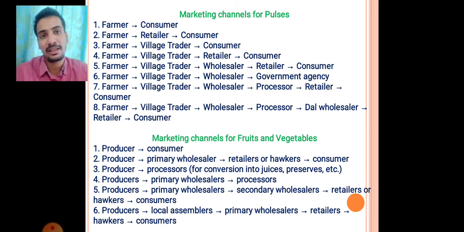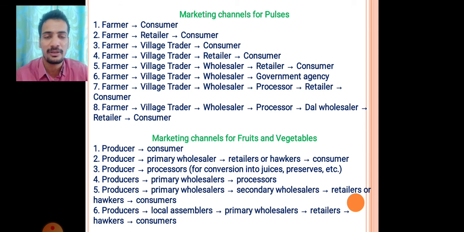There is one more marketing intermediary, the pre-harvest contractor. In the case of fruits and vegetables, they come to your home or visit your orchard, fix a price before harvesting, and give money in advance. They purchase the produce directly from the farmers and sell it to the wholesaler, retailer, or directly to the consumer, and make a profit from that business. This is all about the marketing channels for agricultural products. Thank you.